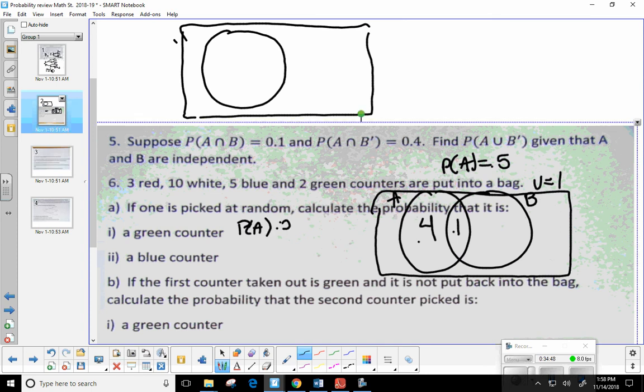Probability of A times the probability of B is equal to the probability of A intersecting B. Okay. And we know A. There you go. So now we can plug in.